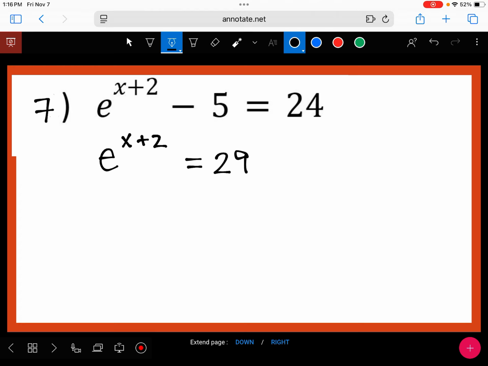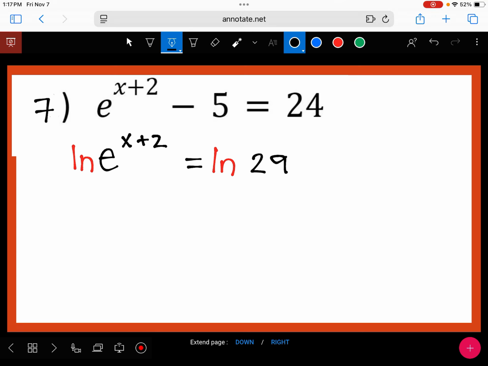So we cannot go any further. As long as x is an exponent, I can't do anything else. I need to figure out how to get rid of this E. How do you get rid of E? Natural log. You have to put an ln on both sides. When you put in the ln, that cancels out the E. That's what we want to do.